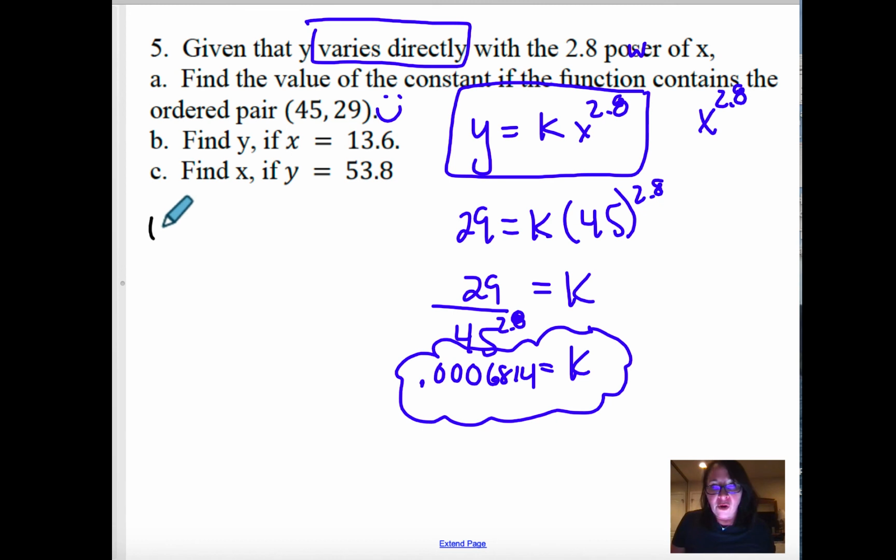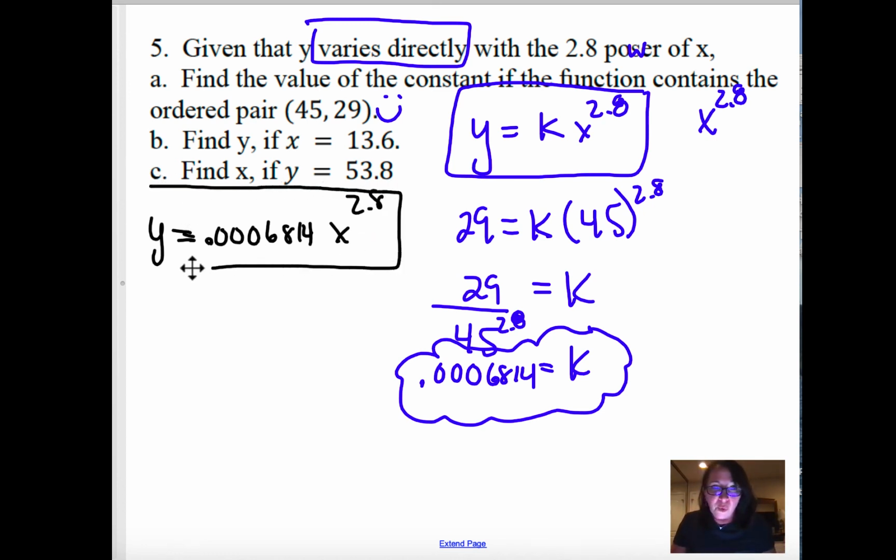So we're going to get our equation, our particular equation is y equals 0.0006814 x to the 2.8 power. So this is my particular equation done. Now, next question, B, find y.